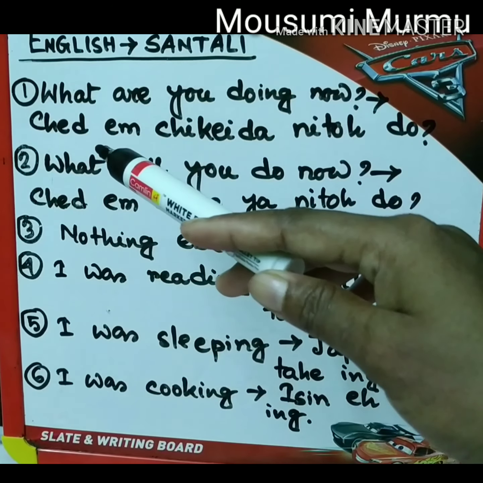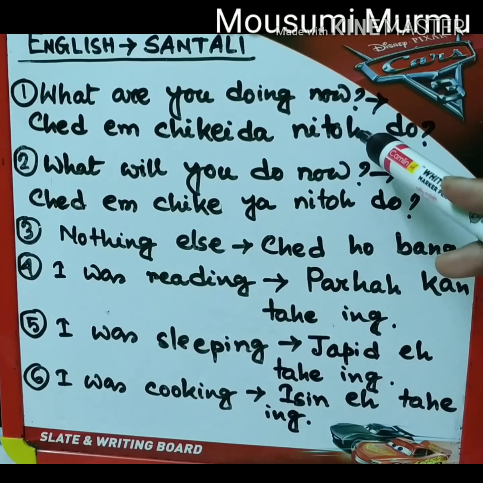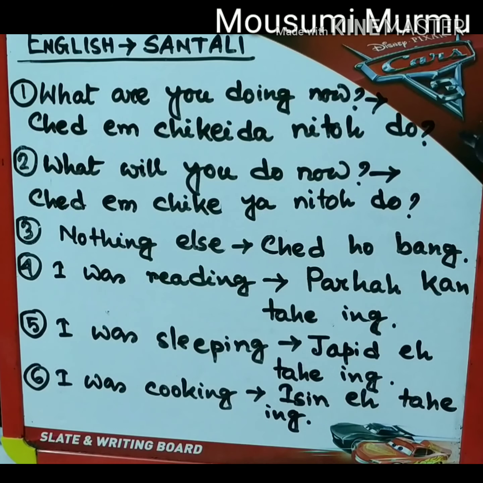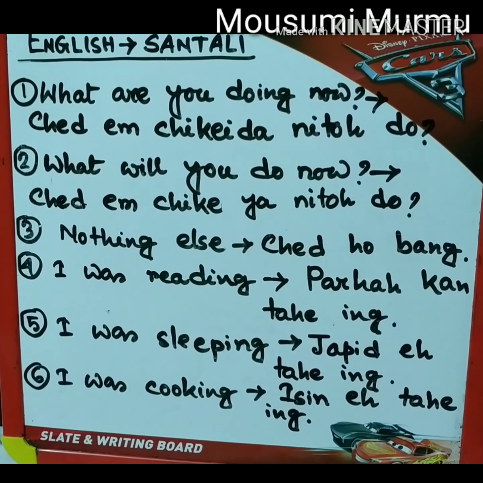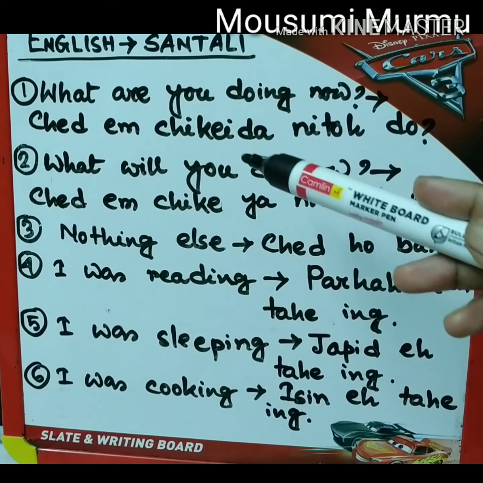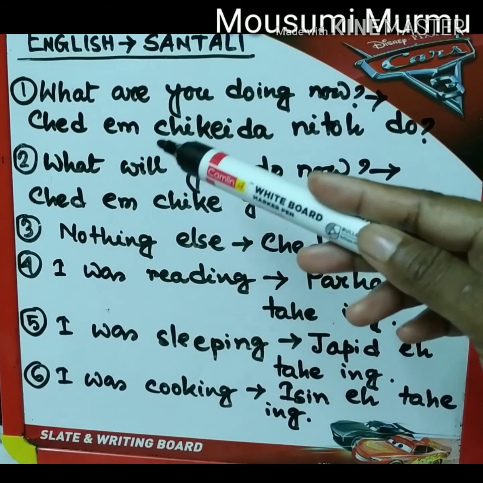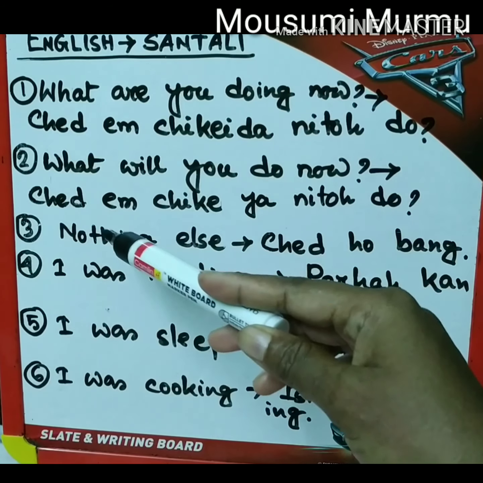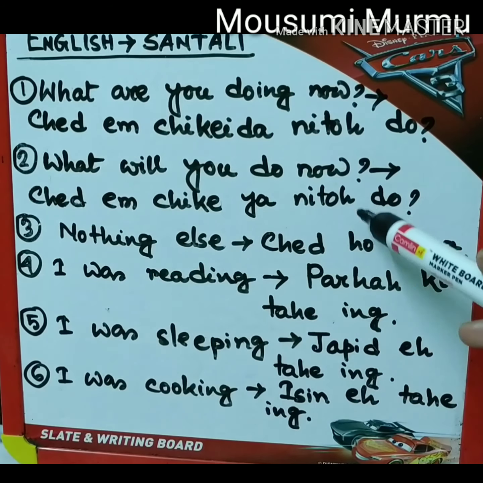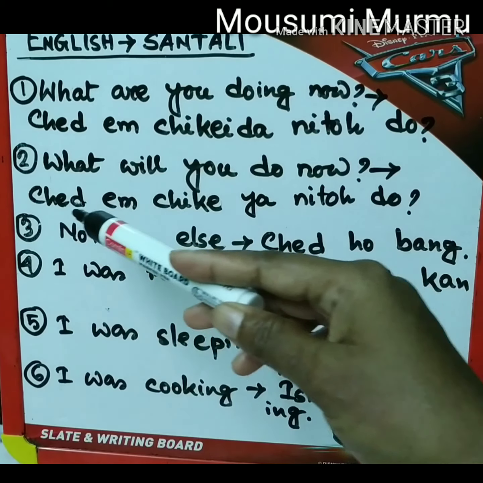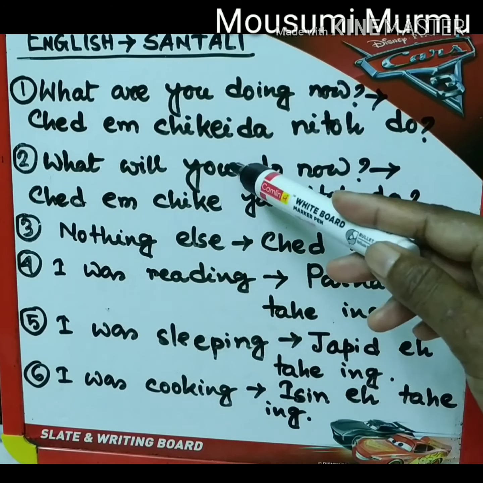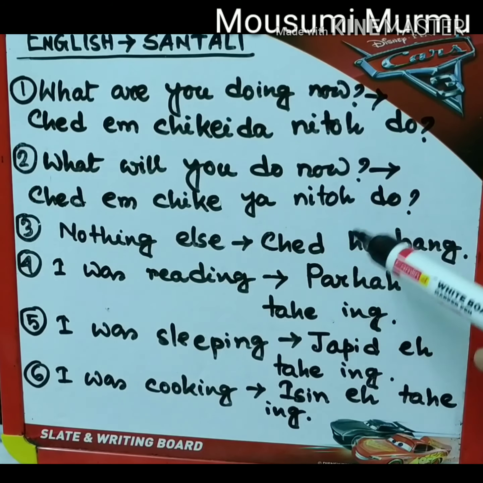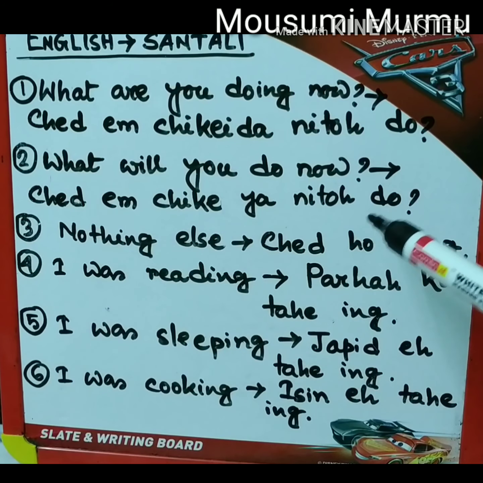You can say as che em chikida nito or che em chikida nito to. Both are same sentences. Next line is, what will you do now? In Santali, it will be che em chikya nito do. Che means what? Em for you. Chikya means will do. Nito do means now.